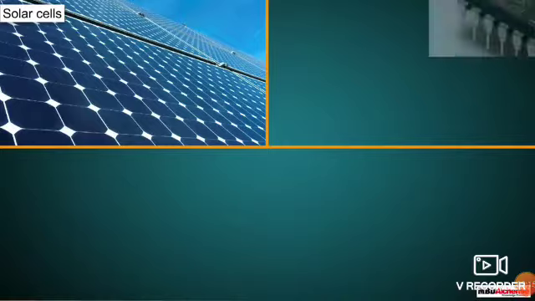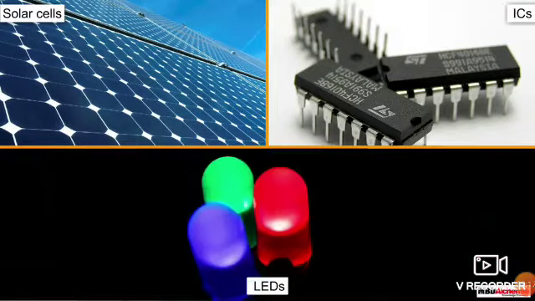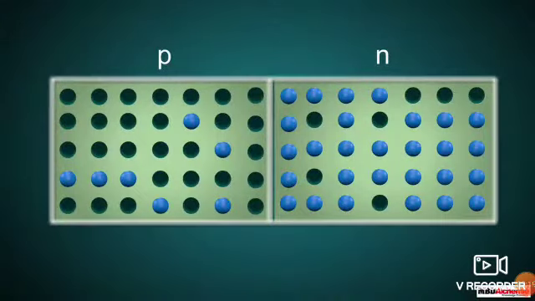Many semiconductor devices such as solar cells, ICs and LEDs have a p-n junction as the basic building block. A p-n junction contains a p region, an n region, and a junction between the p and n regions. Let us try to understand how a p-n junction is formed and how it works.